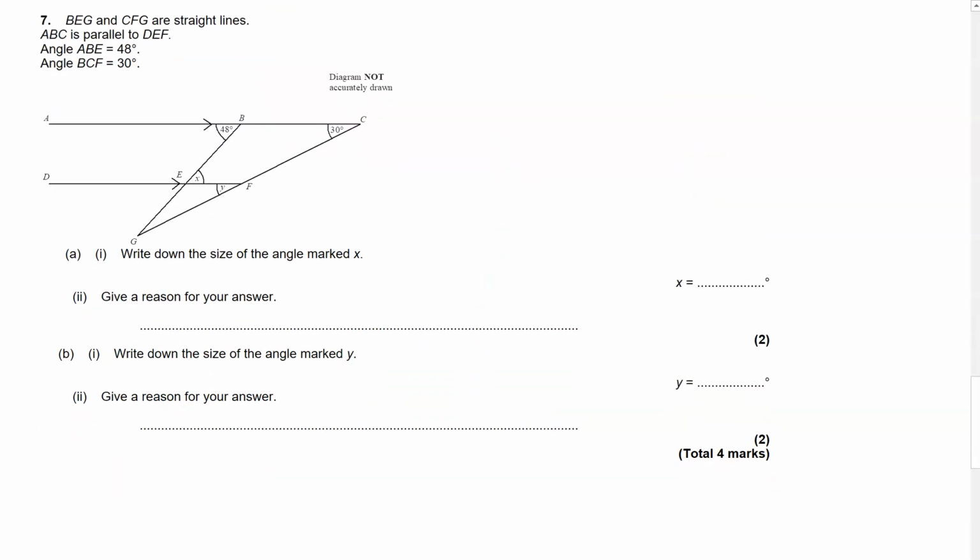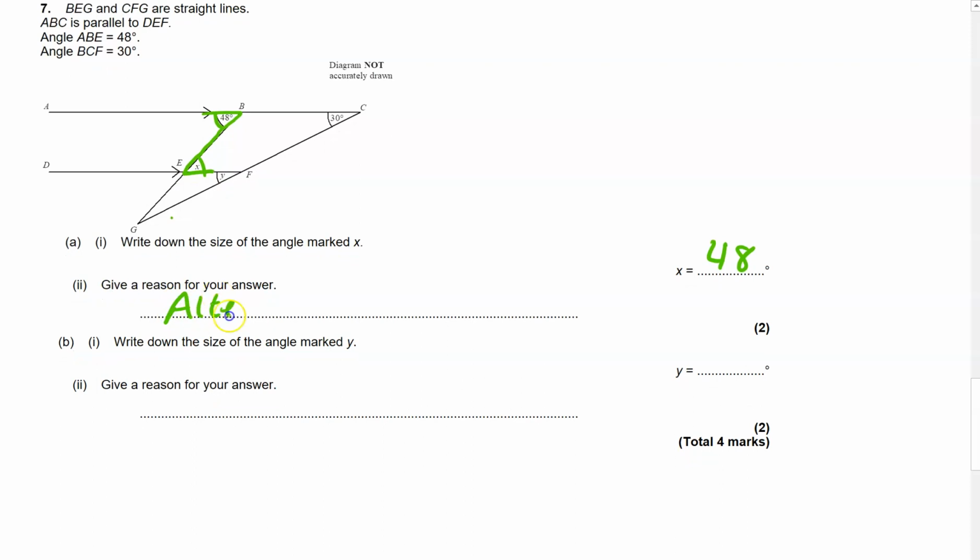Number 7 looks a bit more complicated. What do we know? We know that ABC is parallel to DEF. That's all marked up, and we know that these two are straight lines. Write down the angle marked X. So I've got a Z shape here. Again, 48 and my X angle are the same, so it's 48. Give a reason. They're just looking for the word or phrase alternate angles. Don't really need to go into a lot of detail.